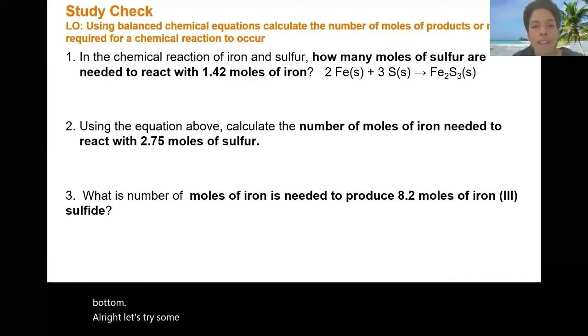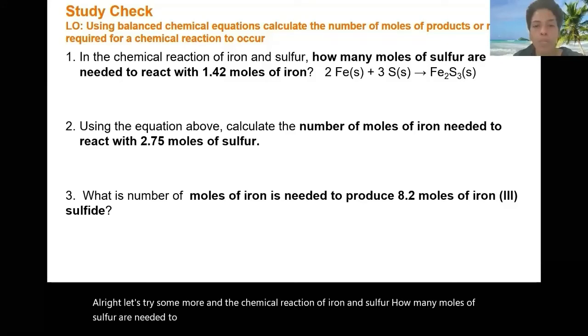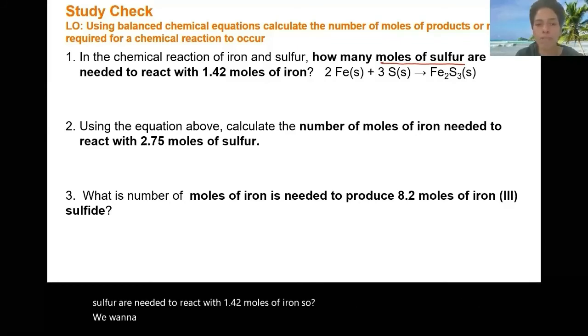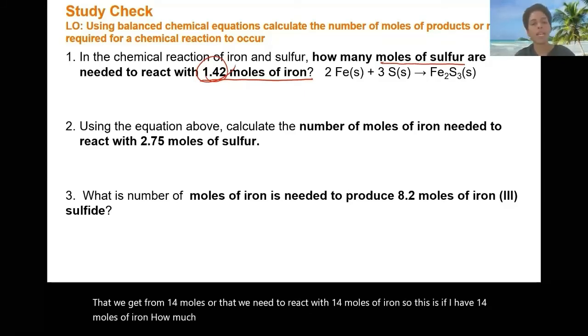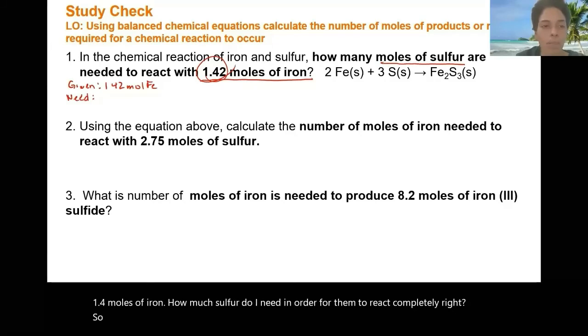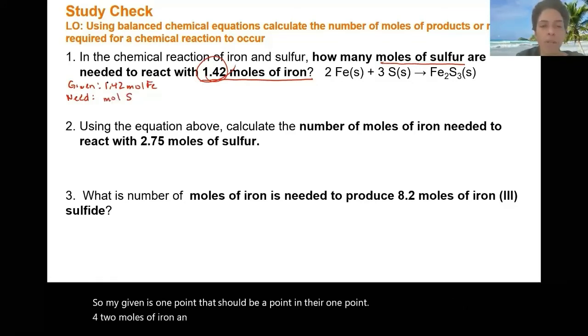In the chemical reaction of iron and sulfur, how many moles of sulfur are needed to react with 1.42 moles of iron? So we want to know moles of sulfur that we need to react with 1.42 moles of iron. So this is, if I have 1.42 moles of iron, how much sulfur do I need in order for them to react completely, right? So my given is 1.42 moles of iron, and I need the number of moles of sulfur.